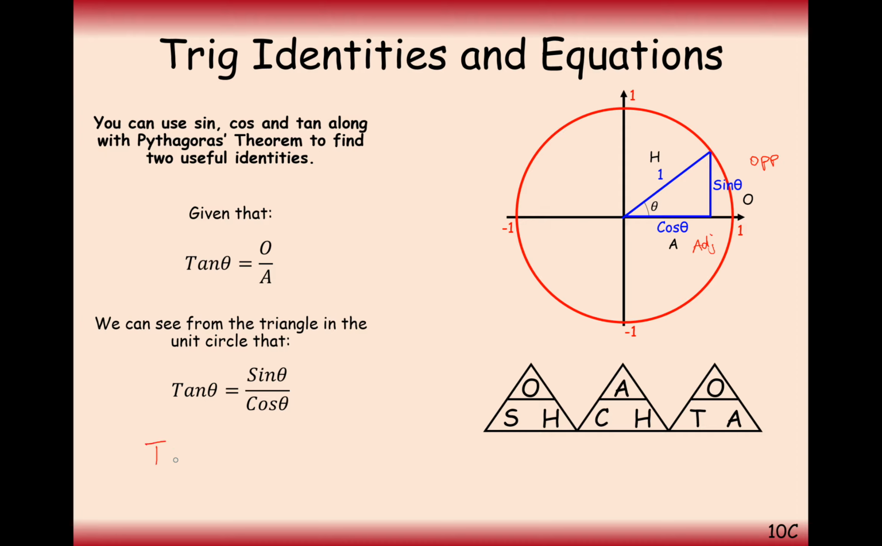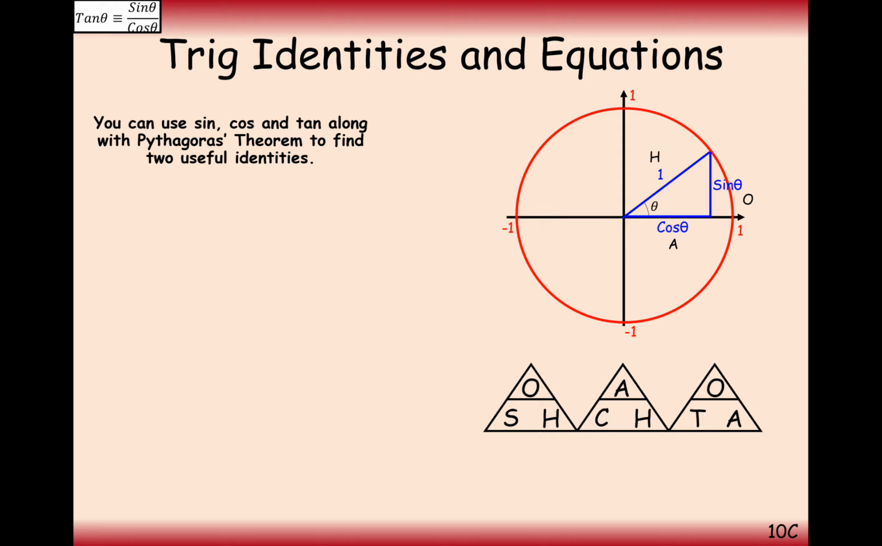Another way of thinking about it is tan of theta is equal to sine, which is opposite over hypotenuse, divided by cos, which is adjacent over hypotenuse, and you can times the top and bottom of both fractions by H, and you get O over A, which is exactly what you're looking for with tan, opposite over adjacent. Okay, so this is your first identity. Tan is equal to sine over cos. So that's one of the identities you'll have to remember.